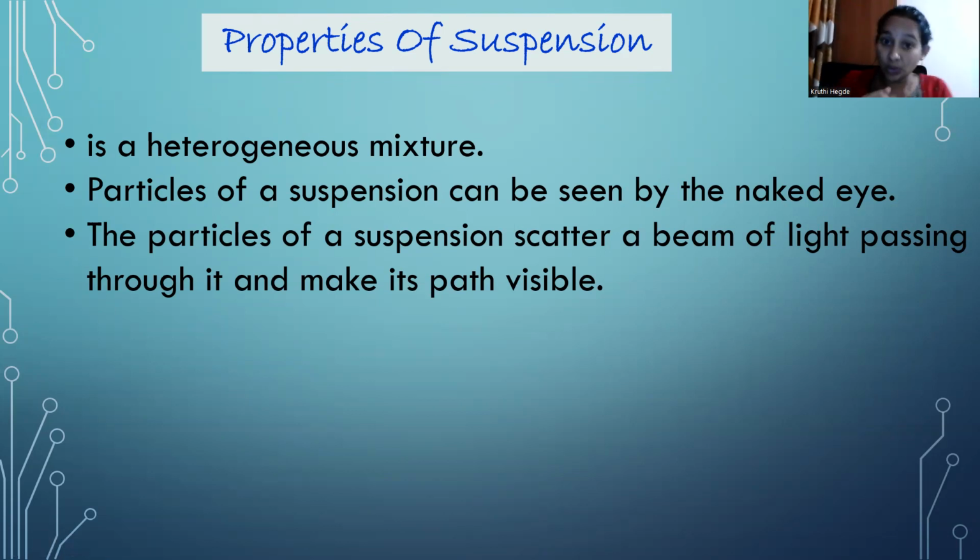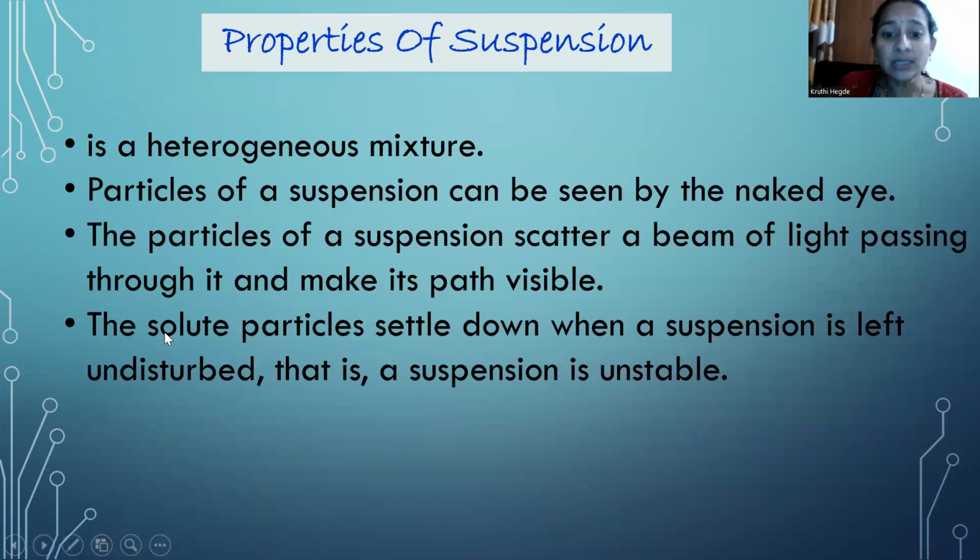For example, you must have seen, early in the morning when you have woken up and from your window a small ray of light is coming. When it is coming, the path of light will be visible because in that path you will see many particles of dust moving. Those particles are scattering the light. When the light has scattered, then the path of the light will be visible to us.